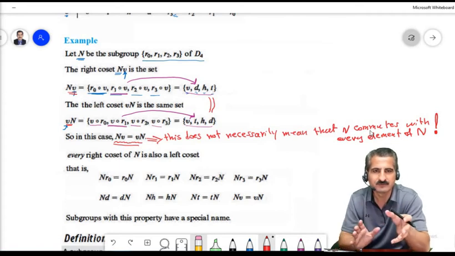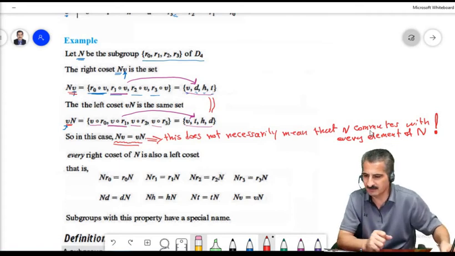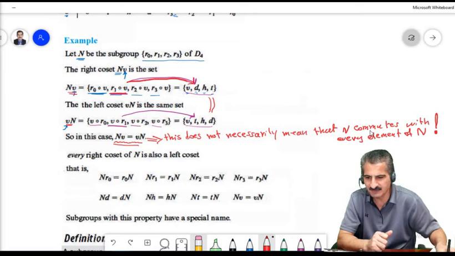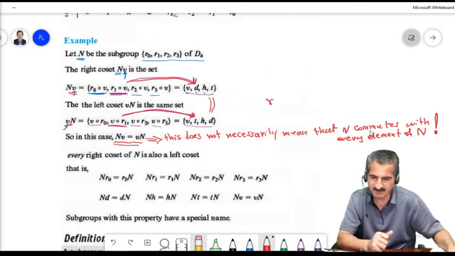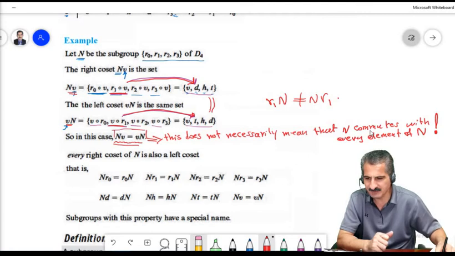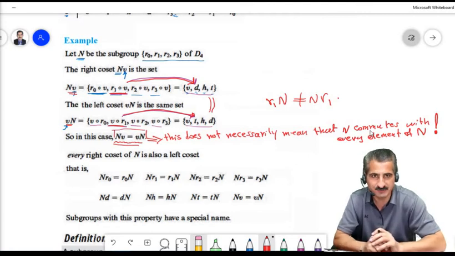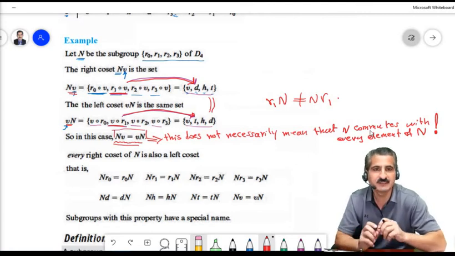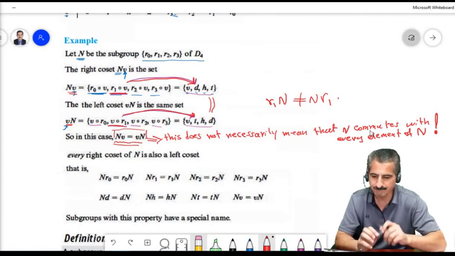No. And the evidence here is what we have already seen. R1V is D, but VR1 is not D. So let me write that. R1 compose V is not equal to V compose R1. So having this equality here does not necessarily mean the elements commute, okay? But the left coset is equal to the right coset.